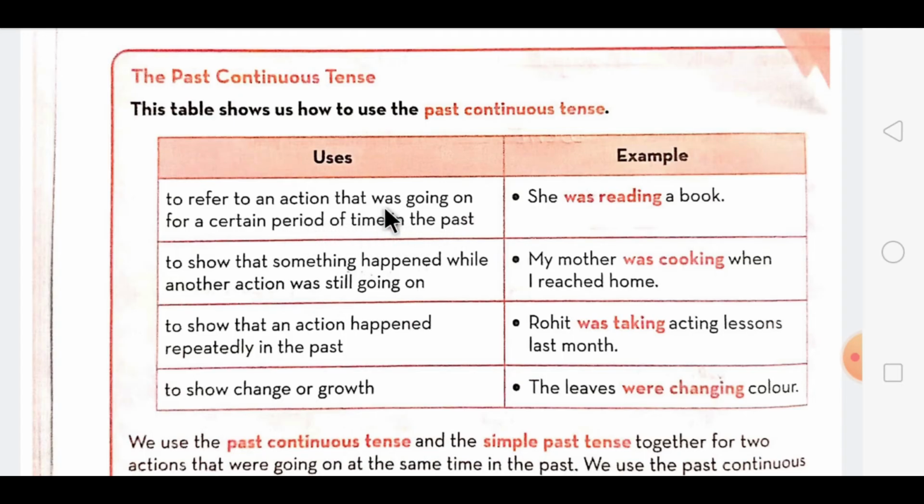Means when the past time was there, that action was going on in the past. Then the second one is to show that something happened while another action was still going on. And to show that something was happening when another action was also going on.